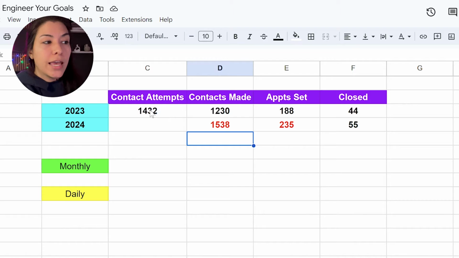If last year it took me 1432 contact attempts. That was me sending a text, sending a phone call, trying to talk to somebody. And that led me to 1230 contacts made or actual conversations. And now this year, my goal is higher, 1538 conversations or contacts made. Solving for X again. What does that mean? So 1432 times 1538 and then 12 equals 1230X.